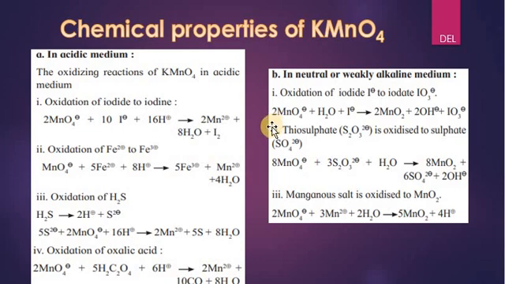The oxidation of iodide will happen and iodate ion will be formed. This is the chemical reaction involved, where in the neutral medium, that means potassium permanganate dissolved in water, it is treated with iodide salts to convert into iodate. Itself it will convert into manganese dioxide, and KOH is generally formed. Thiosulfate in neutral medium is converted into sulfate, and the manganese salt is oxidized into manganese dioxide.